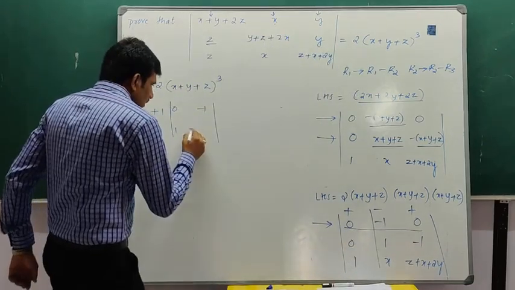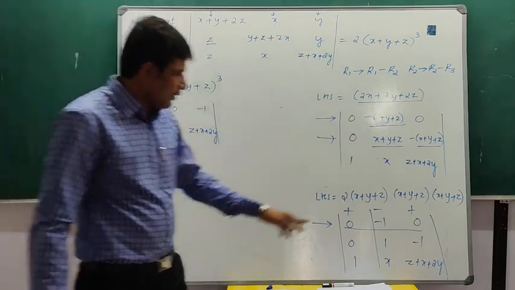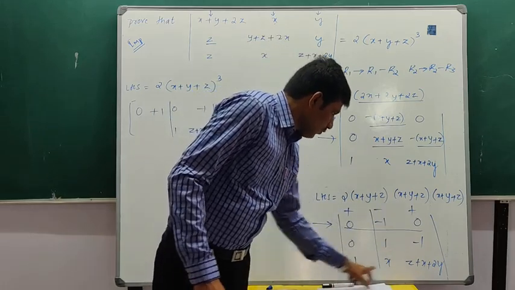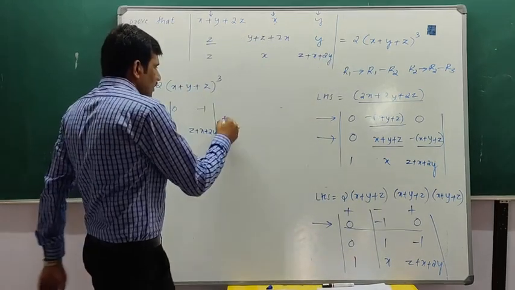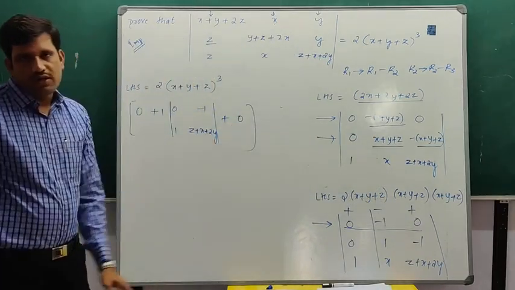Next that is z plus x plus 2y. Right? Minus into minus is plus 1. When you leave this column, leave this row: 0, minus 1, 1, z plus x plus 2y. Plus, now it is 0. 0 into anything will be 0.